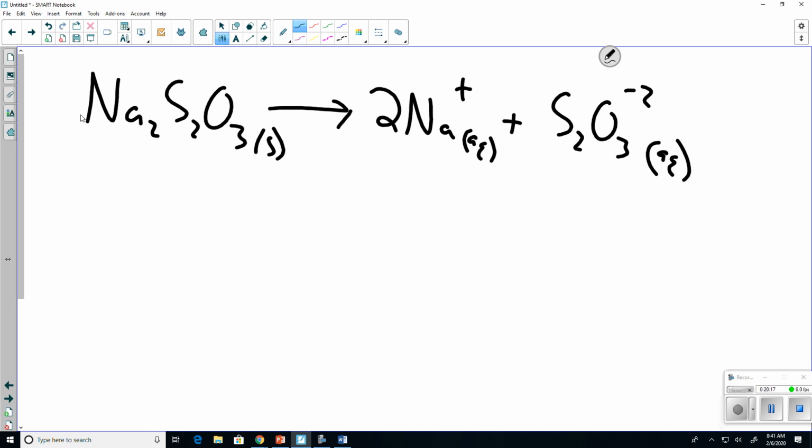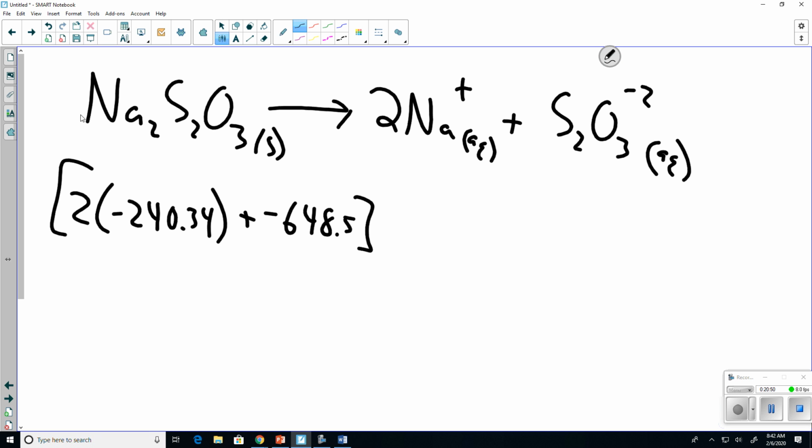Because what I can do is if I have an equation and I have appendix 2 handy, I made a few copies as well in the class if we needed to. I can do product heat of formation of Na+ ion, thiosulfate ion minus this. So I actually looked all this up. I could take 2 times negative 240.34 plus thiosulfate is negative 648.5. These are my products minus my one reactant, which is negative 2621. Sorry for the weird looking 6 there.